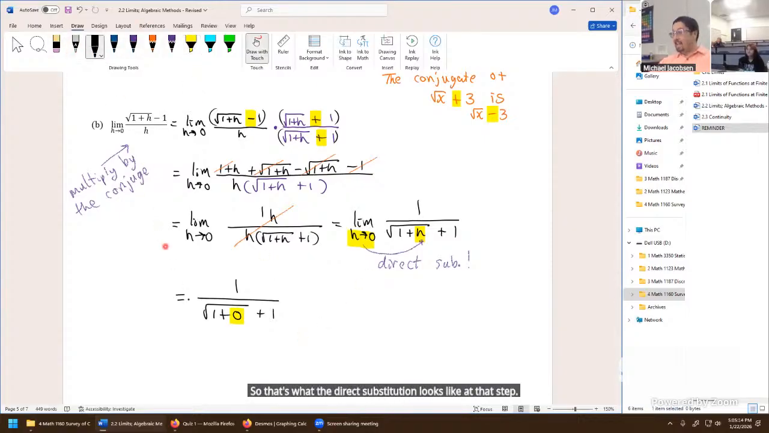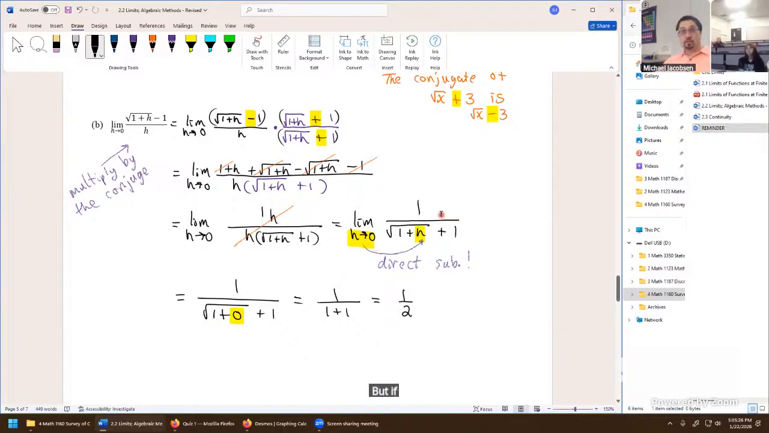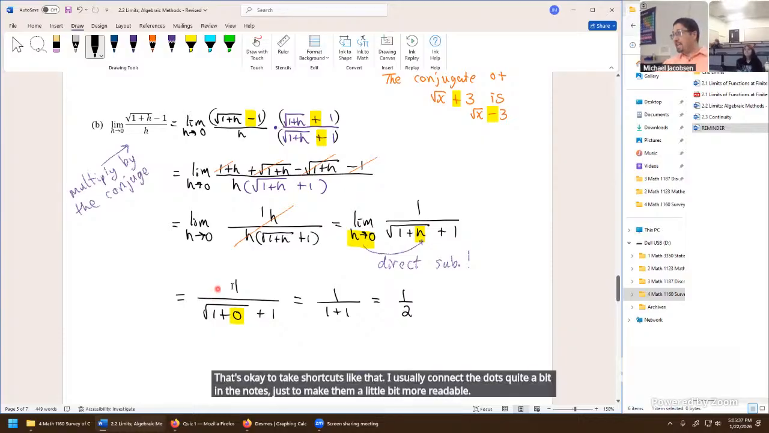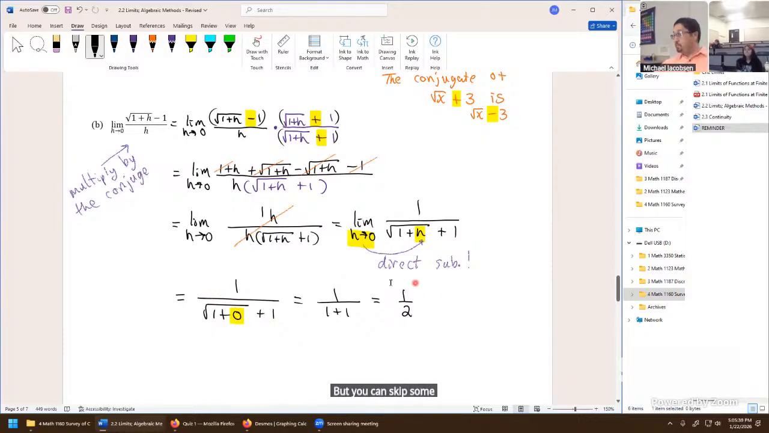And now we're basically at that 1/2 because this is just square root of 1, and square root of 1 is a 1, becomes a 1 over 1 plus 1, coming out as 1/2. But if you did this mental arithmetic going from here to the 1/2, that's okay to take shortcuts like that. I usually connect the dots quite a bit in the notes just to make them a little bit more readable, but you can skip some of these arithmetic steps, and that's no harm done.